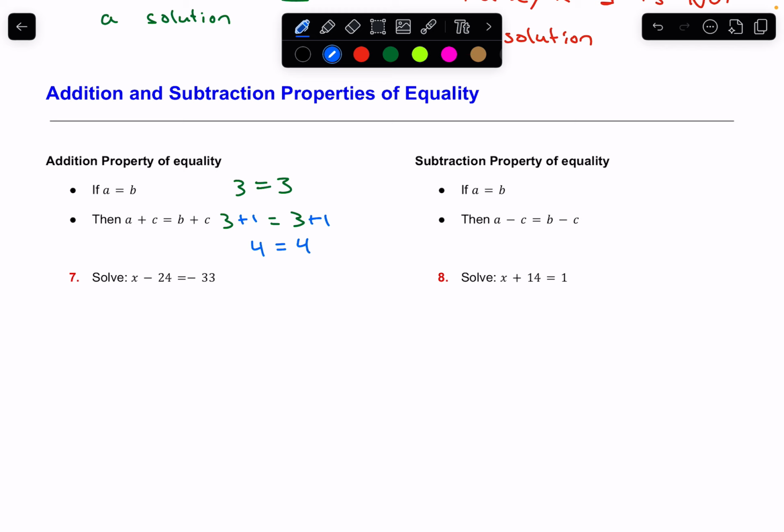Hey, still true. So what we just saw is that if you add the same thing to both sides of the equal sign, you didn't change anything. You just made it look a little bit different. This keeps the equality, this keeps the statement true, and the same thing is true for subtraction. 3 minus 1 is equal to 3 minus 1, where here 2 is equal to 2. If I subtract the same thing from both sides, we are going to get an equivalent answer.